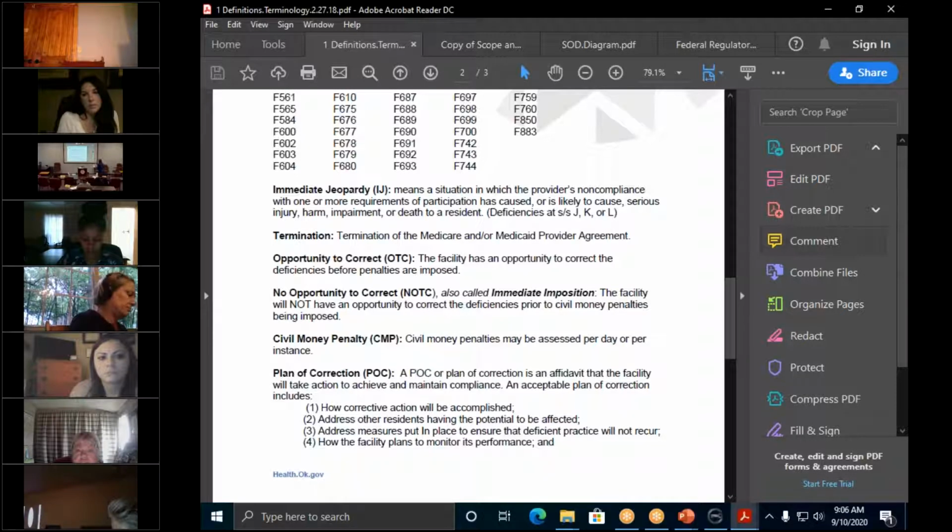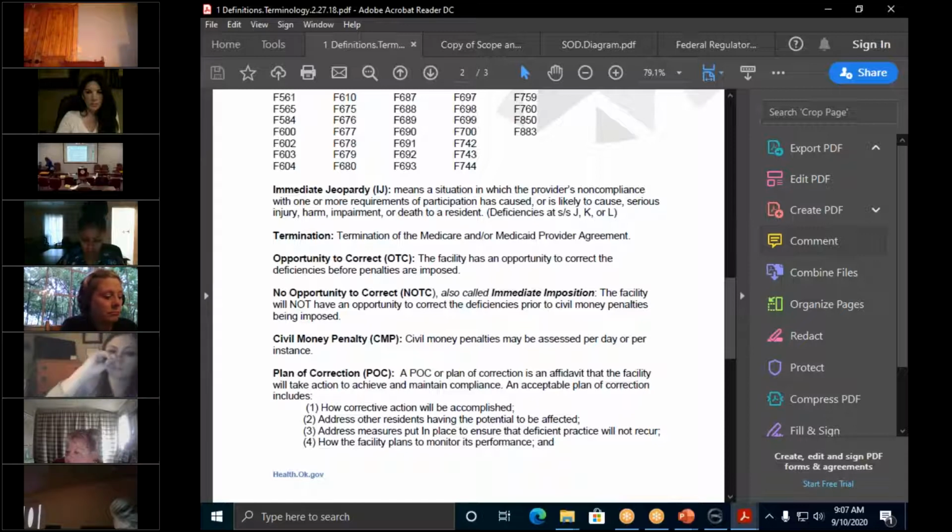Okay. Plan of correction. A plan of correction is an affidavit that the facility will make to achieve and maintain compliance. An acceptable plan of correction includes how corrective action is going to be accomplished, addresses the other residents having the potential to be affected, addresses measures put in place to ensure that the deficient practice will not reoccur, and how the facility plans to monitor its performance.